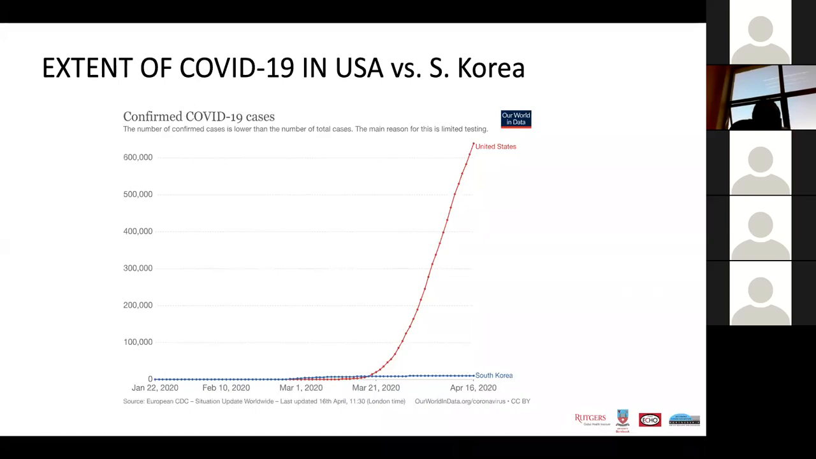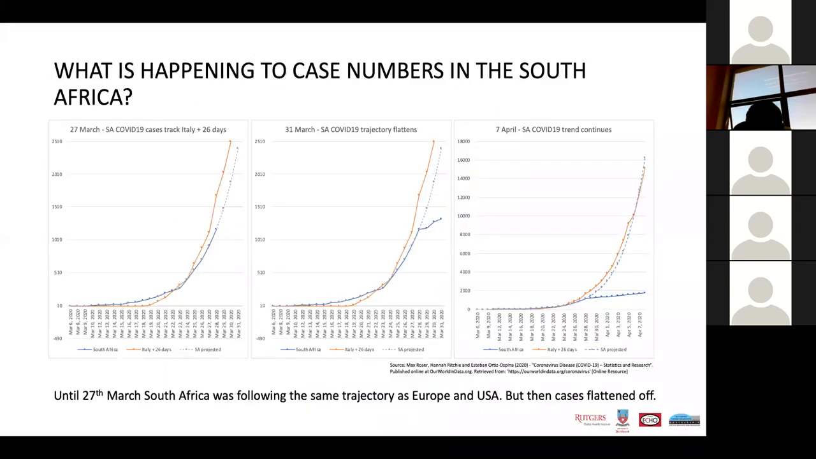So almost half of all of the cases in the world are in the USA, and they've only now started to institute lockdown measures, which are hopefully going to dampen down the rate of infection. Now, what's happening closer to home? Well, if we look at the next slide, this is showing us the numbers in South Africa.